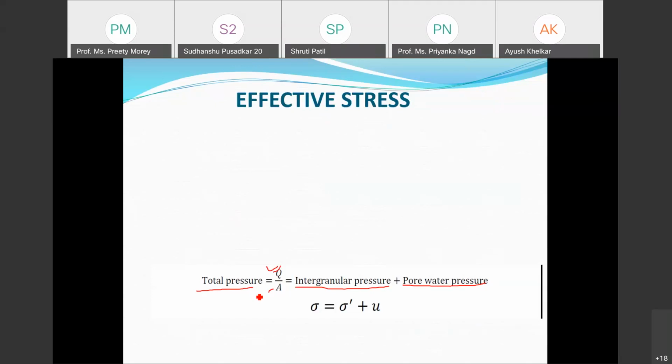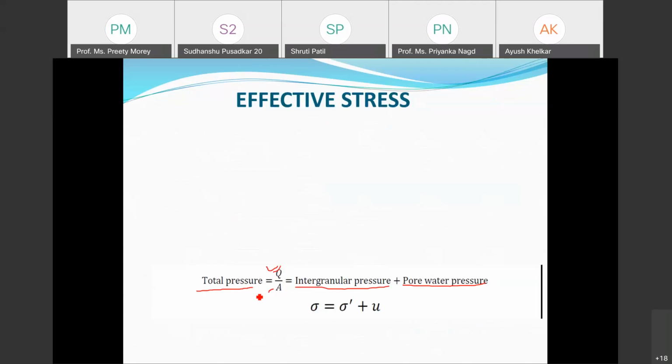What is sigma? Sigma is the total stress. Sigma dash is the intergranular pressure. That means the pressure between the contacts of the soil particles. And this sigma dash is defined as the effective pressure. Pore water pressure is represented by U. So if I want to find out effective stress, I will get sigma dash is equal to sigma minus U. Sigma is the total pressure minus U.